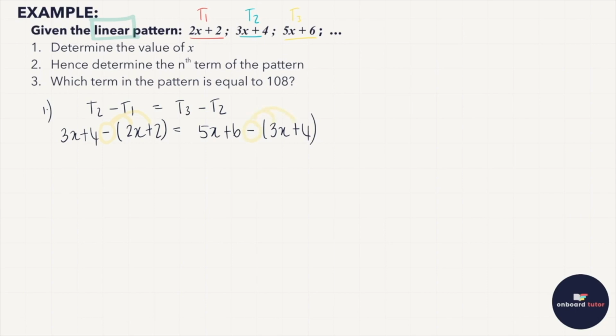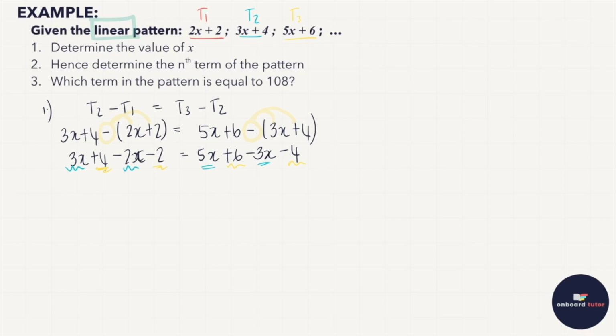So this is going to give me 3x plus 4 minus 2x minus 2 is equal to 5x plus 6 minus 3x minus 4. And now I'm going to collect like terms on each side. So I'm going to collect x's with x's, and constants are going to go with constants. And that's just going to help me in solving this equation.